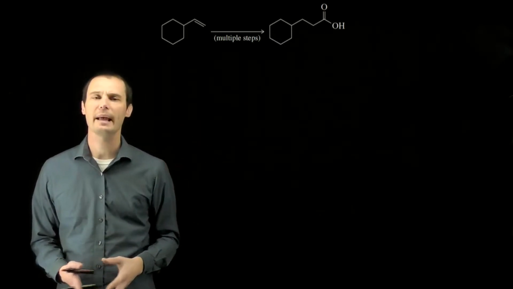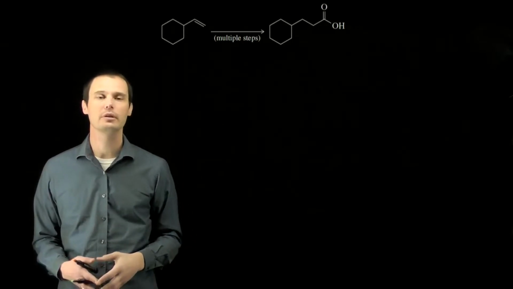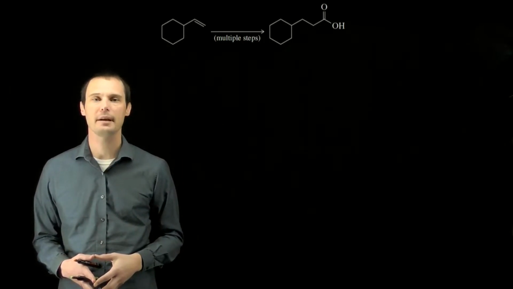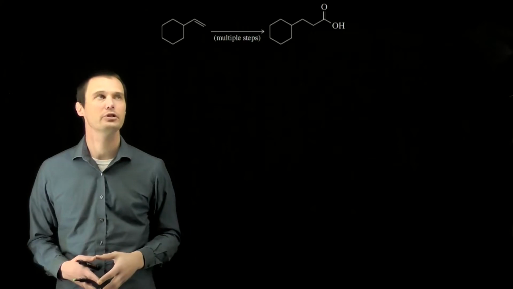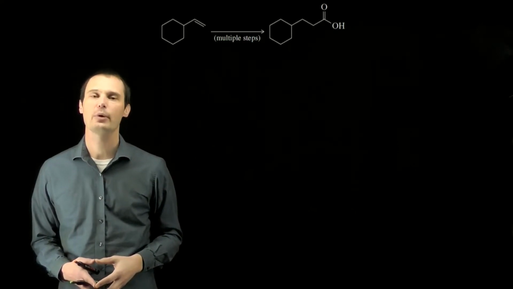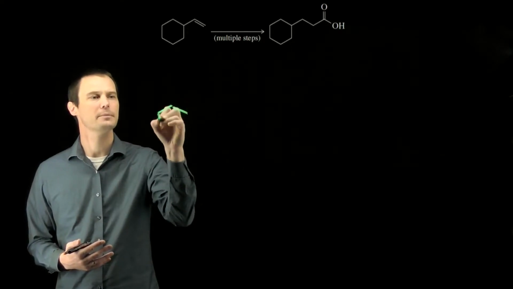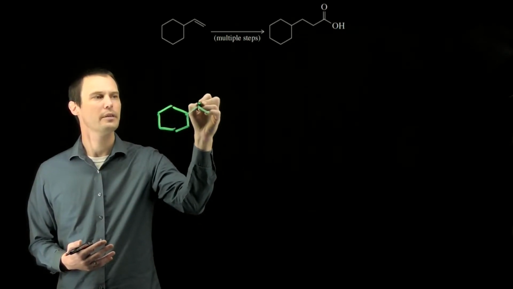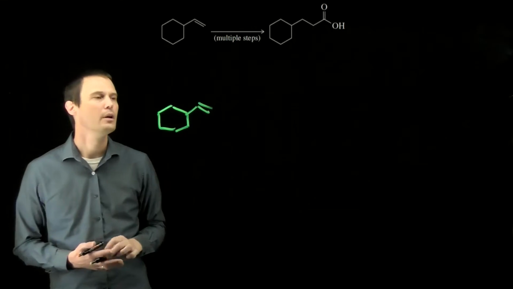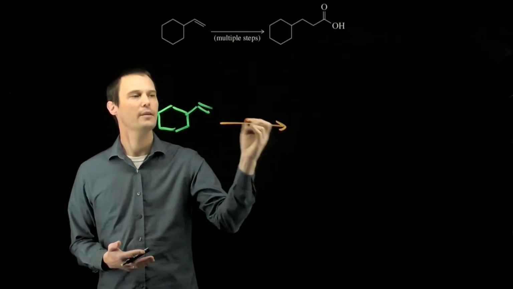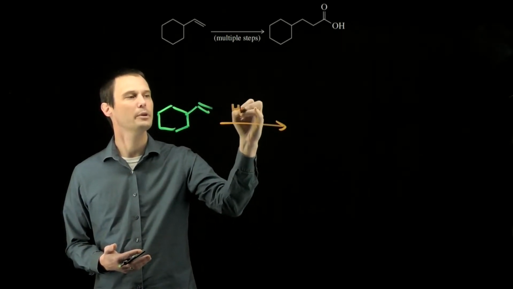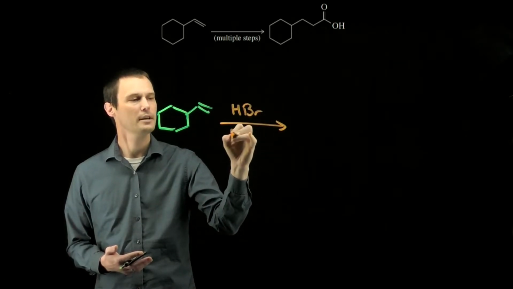That would mean I would need a halogen at that terminal position in order to make a Grignard to react with carbon dioxide. To put a halogen at the terminal position, I need an anti-Markovnikov hydrohalogenation reaction. Let's see if we can put those together to form this product. If we start with our alkene starting material, we could react this under anti-Markovnikov conditions. That would be HBr and peroxides.